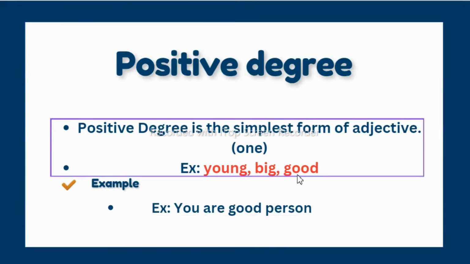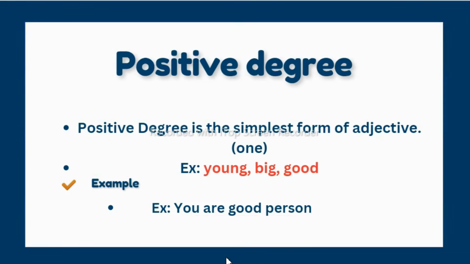We cannot say better here because here we are using positive degree, not comparative degree. If you are having a single person, you are not comparing that person to anyone else. At that time you need to use positive degree for a single thing. It might be a place, a person, an animal, or anything, because it is a noun or pronoun. Here you can see the example, you are a good person. The single person is there, that's why I have used good. If one more person were there, I could say you are better than him, but here there is only one, that's why I am using good, not better.